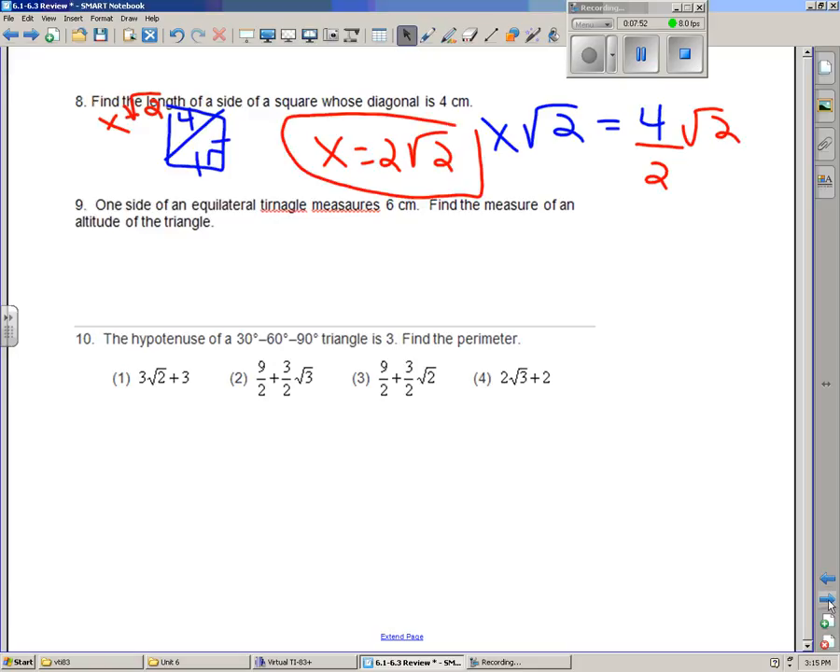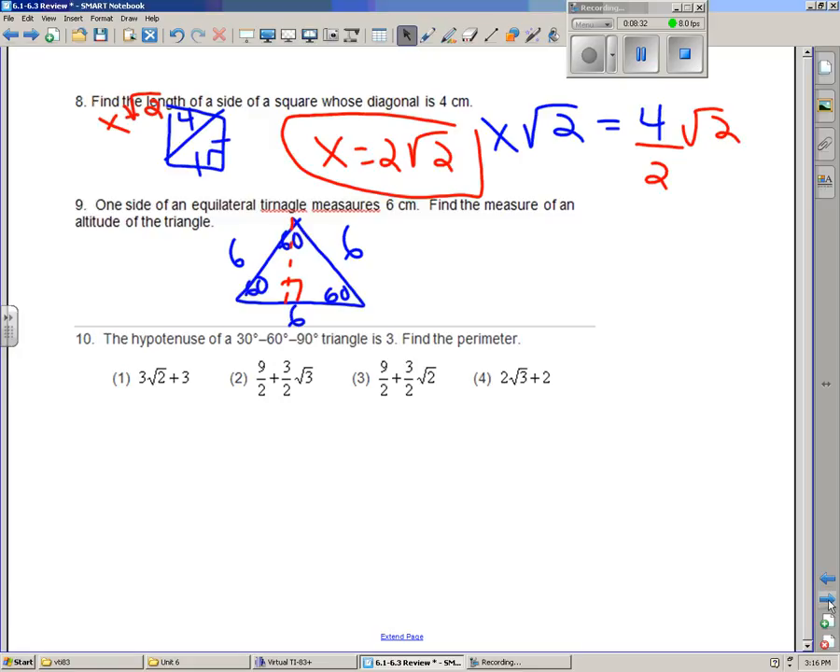Number 9, shout out to Katie Adler because we're talking about triangles. There were a couple of typos there, and Katie found that for us. So on 9, if one side of an equilateral triangle measures 6 centimeters, find the measure of the altitude. This is how we actually derived 30, 60, 90s. If you are equilateral, everything is going to be 60, 60, 60 for your angles. But if you're equilateral, all your sides are the same. The altitude is just the height. If you drop down the height, you now have a 30, 60, 90.